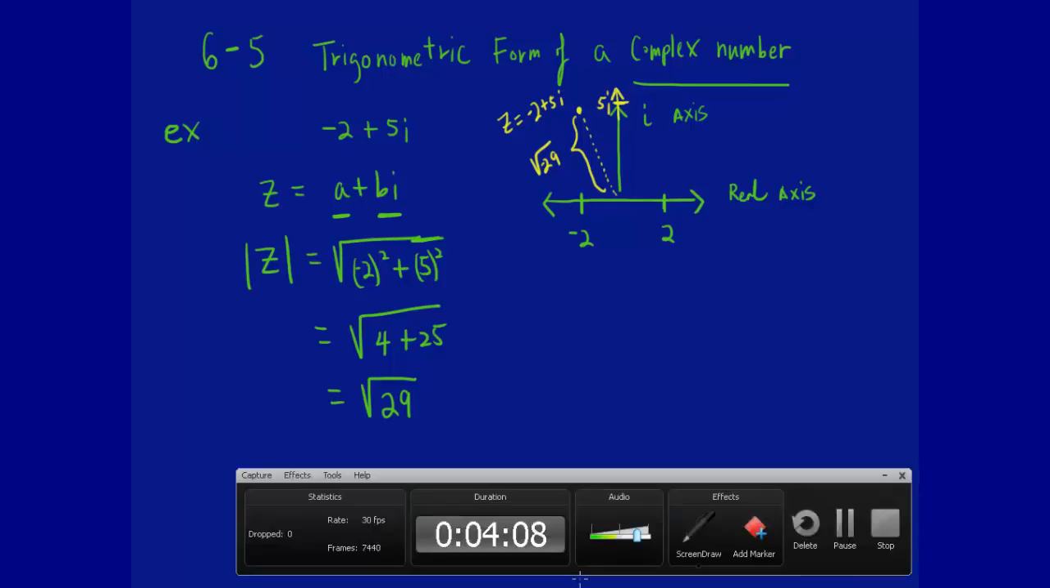So we just reviewed the complex numbers.